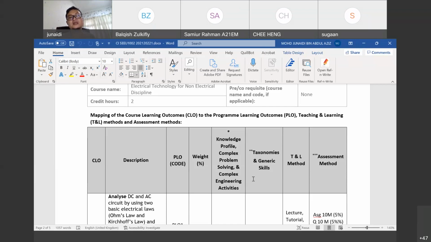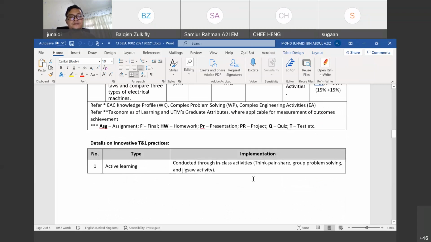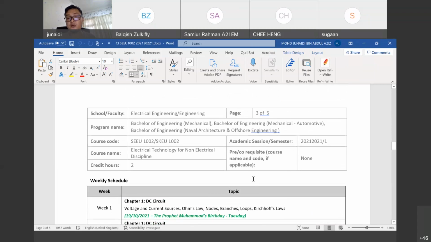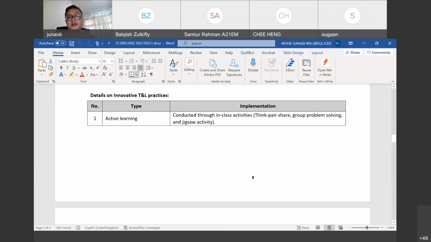Course information is basically a summary of the course. You need to know the objective of the course, the synopsis of the course, and then the details on the topics and weekly schedule. So you can see here.